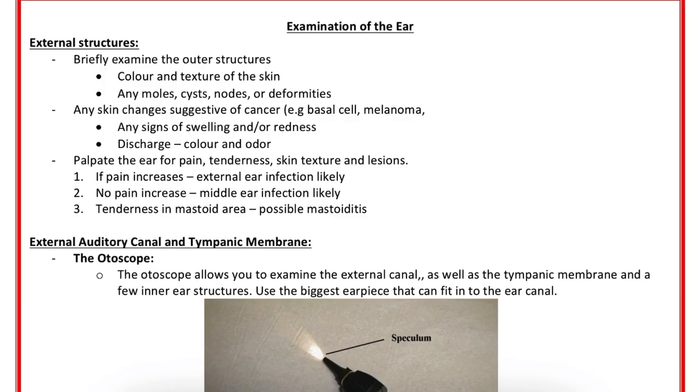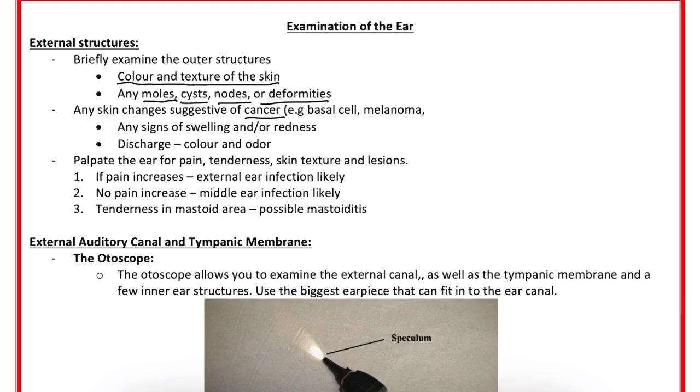Next, hearing test. The hearing tests are very important, because these help clinically in exams. In the hearing test, first of all we check external structures by inspection. Here we look at the ear pinna, the auricle, the color and texture of the skin, and whether the patient has any moles, cysts, nodes, or deformities. Next, any skin changes or cancers like basal cell carcinoma and melanoma, which we mostly see in the pinna or external ear.